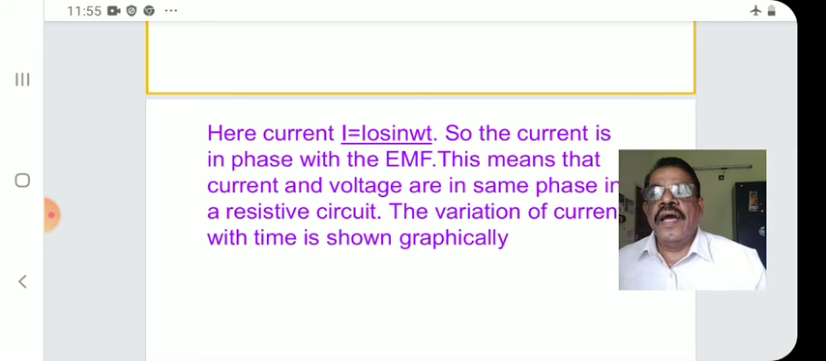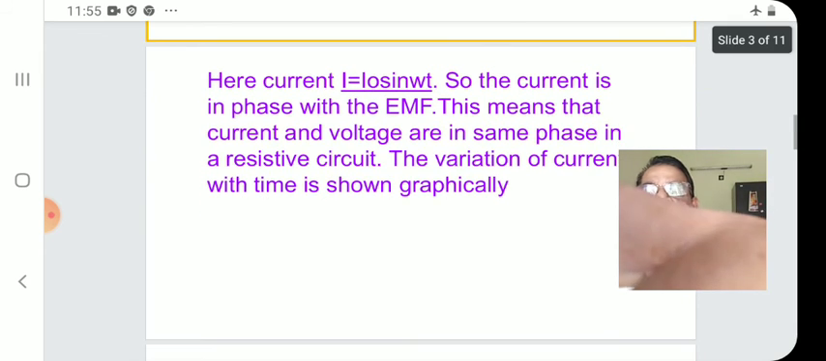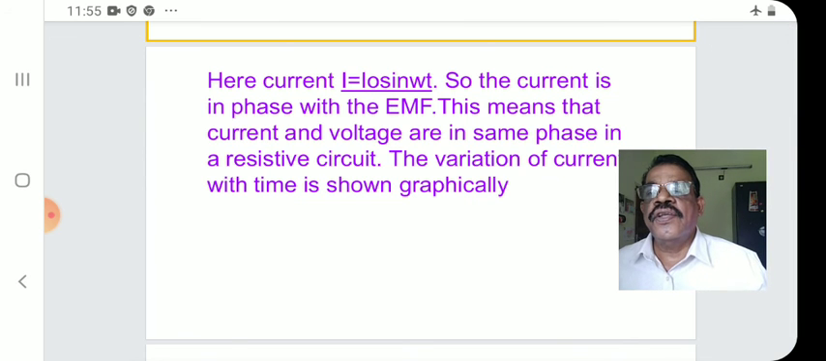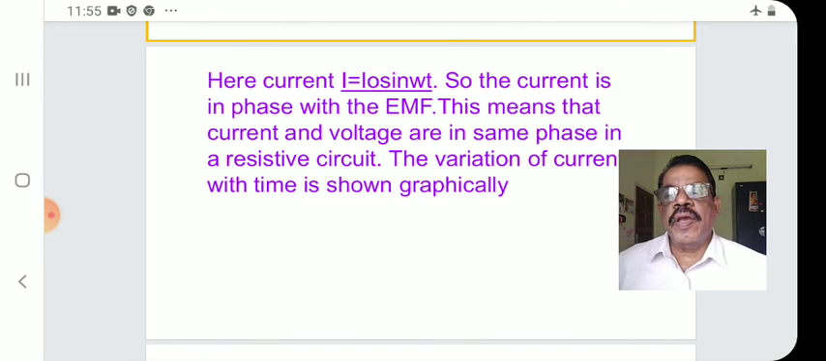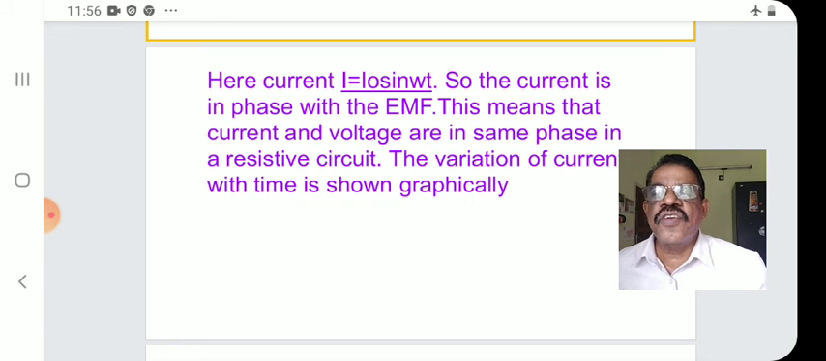Here the current is I equals I0 sin omega t. So the current is in phase with the EMF. Since for EMF and current the phase is omega t, we say current and voltage have the same phase. This means that current and voltage are in phase.